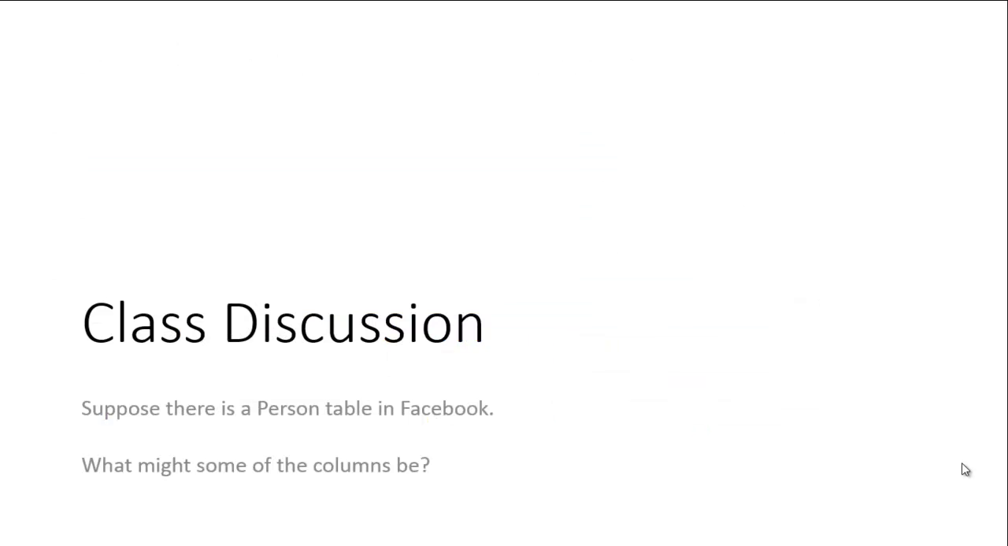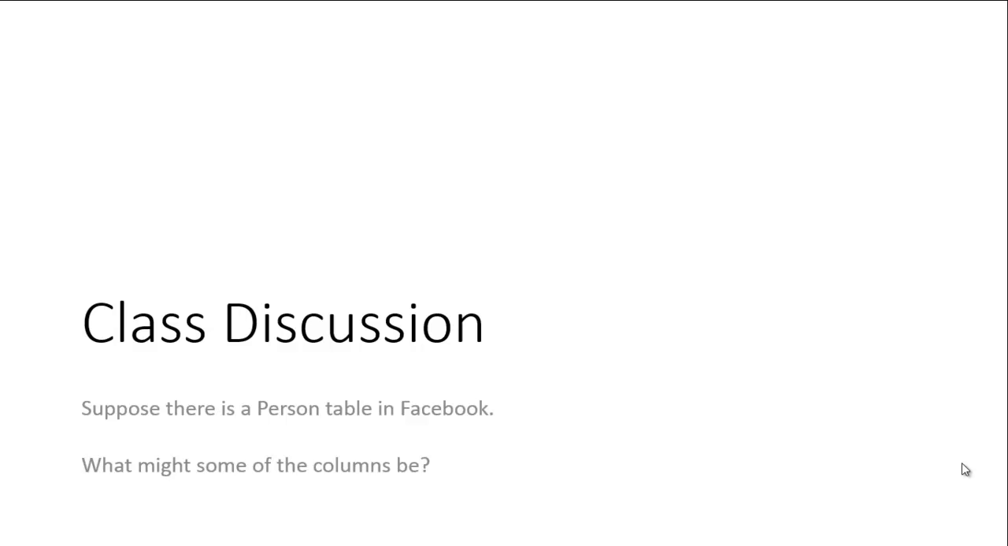Okay, going back to Facebook. Suppose there's a person table in Facebook. Go and figure out what some of the columns might be. Look on the Facebook page for people and decide what some of the names of some of the columns might be in the Facebook system for the person table.